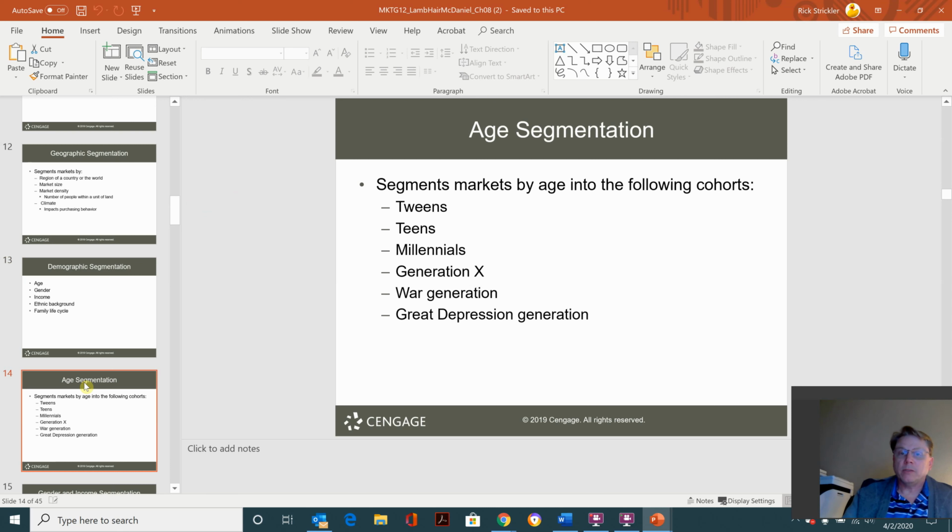Age segmentation, of course, tweens, which is ages 9 or 10 to 12. Teens, millennials. They didn't have Gen Z in here, so Gen Z was born 1995 thereabouts to 2010. Millennials born 1980 to about 1994. Generation X, which is my generation, was born 1965 to 1979. And then the war generation, or we call them baby boomers, was 1946 to 1964.